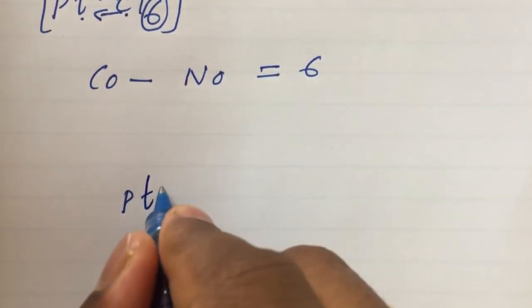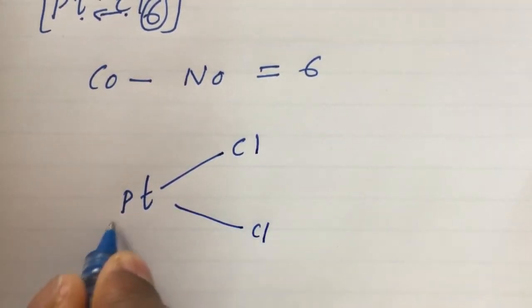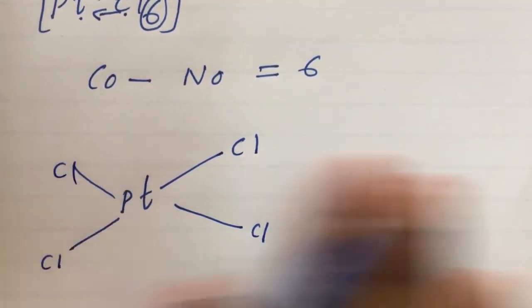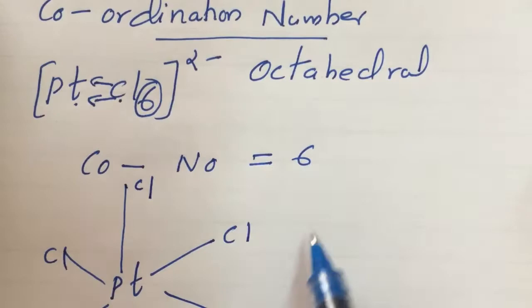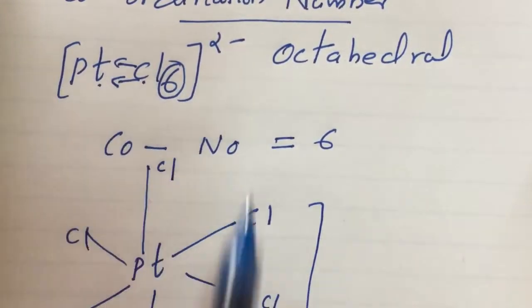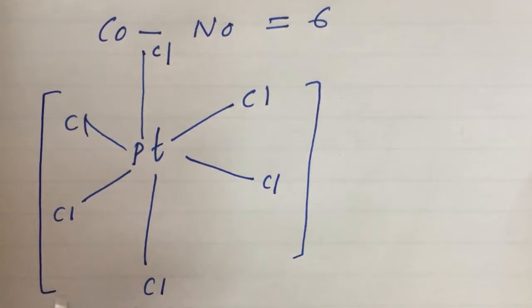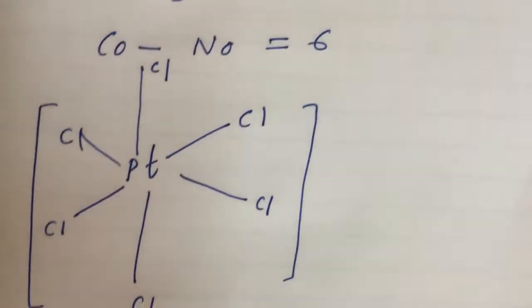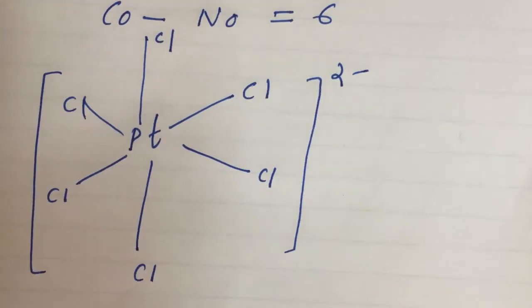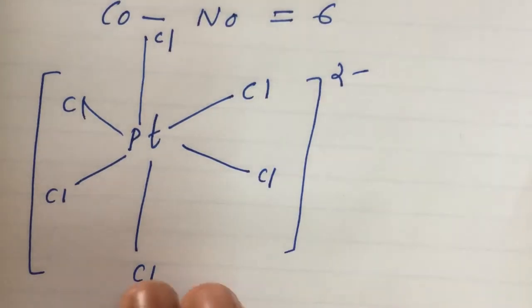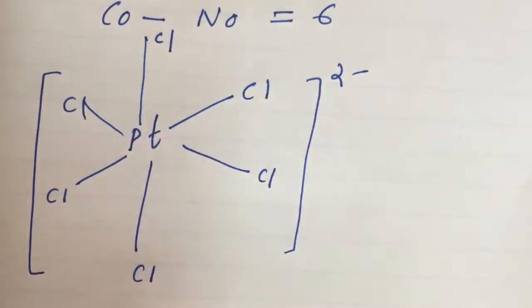And how to draw the octahedral structure? Like this: Cl, Cl, Cl, Cl on a plane. 1 Cl above, 1 Cl down. Then these bonds we can represent like this. And here there is a charge of 2 minus. This is the structure of PtCl6 2 minus. And this arrangement of ligands and metal atom is called the coordination polyhedron.